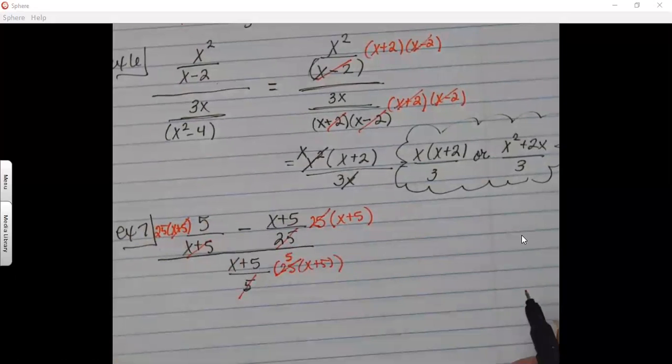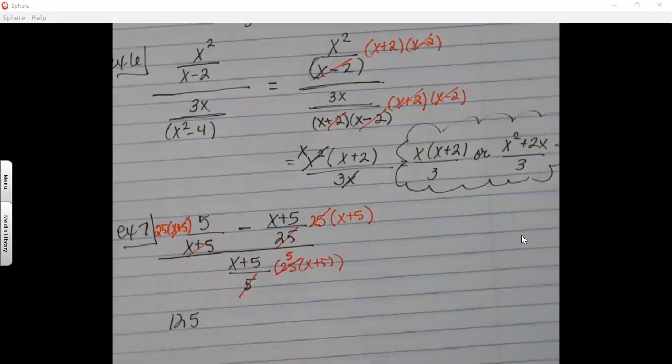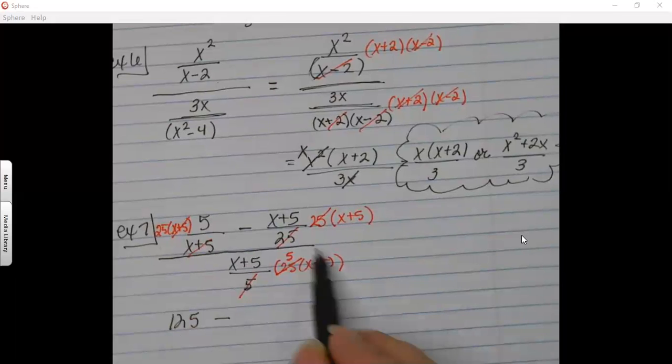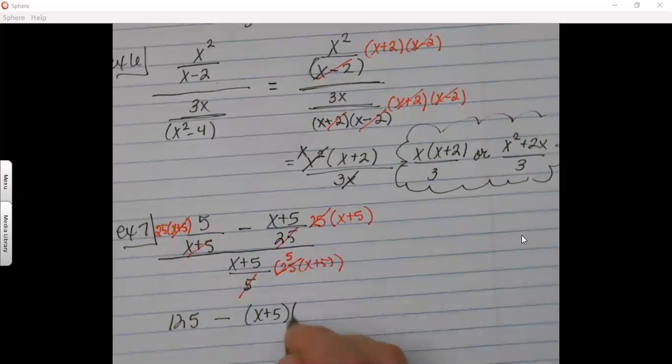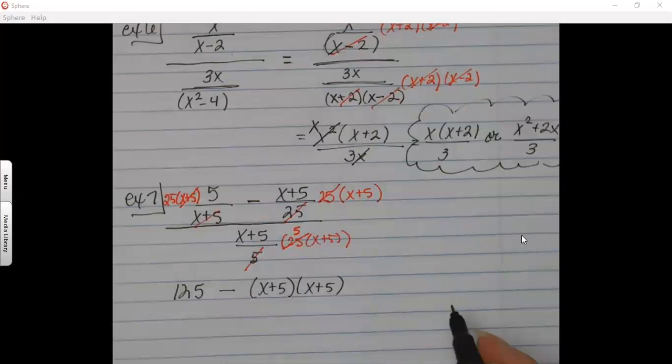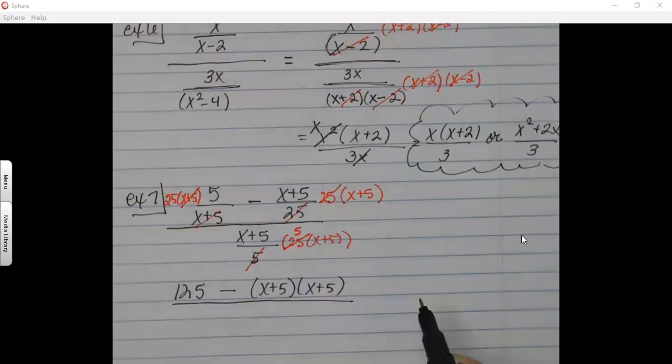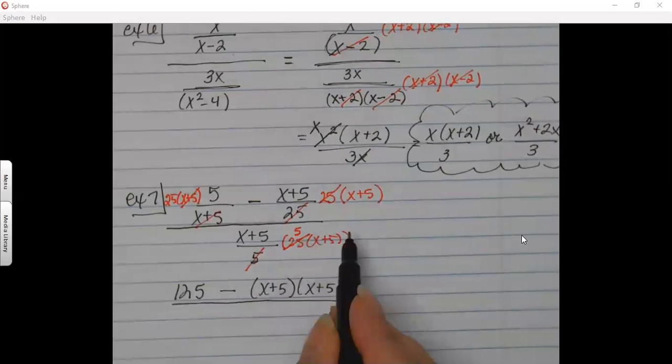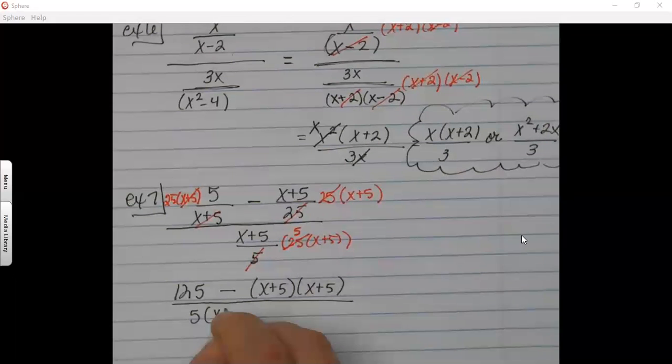So this one's going to be kind of messy. So top left, all I have left is 25 times 5, which is 125, minus, let's see, I have x plus 5 times x plus 5. So I'll go back and multiply that out in a minute. And in the denominator, I have x plus 5 times x plus 5. So 5 times x plus 5 times x plus 5.